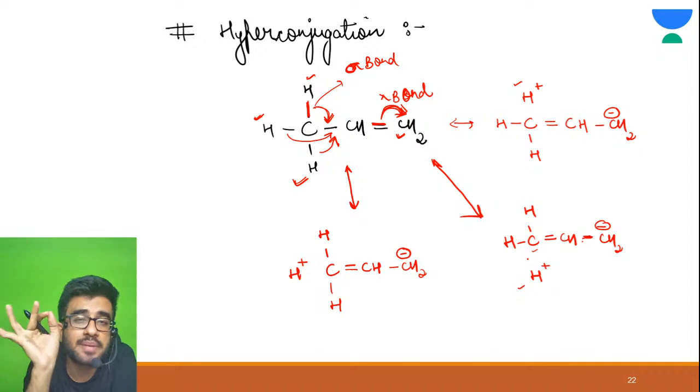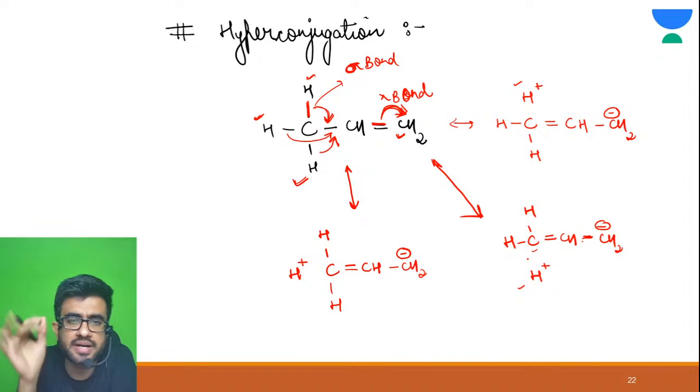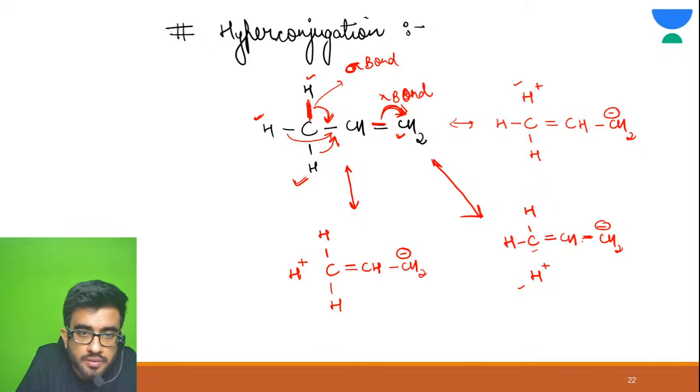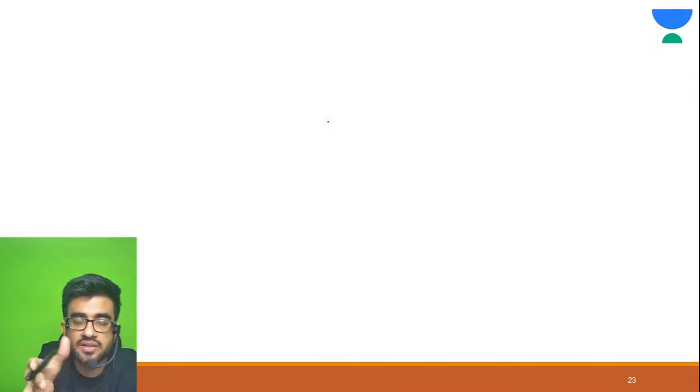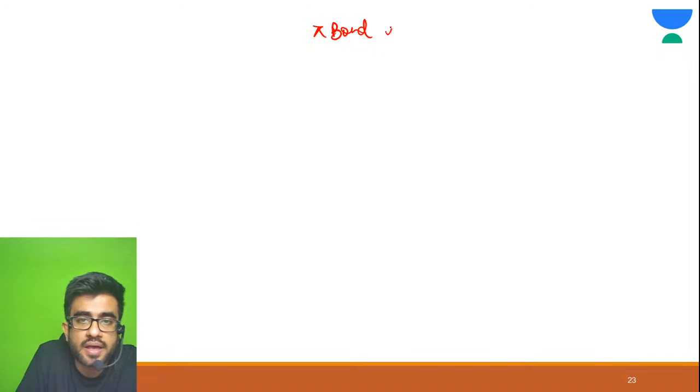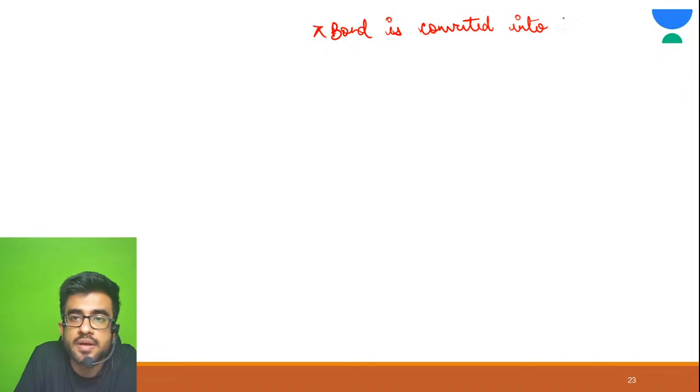Now what is happening in hyperconjugation? Just please pay attention. This sigma bond is converted into this pi bond. See. Alright, so in hyperconjugation, sigma bond is converted into pi bond.